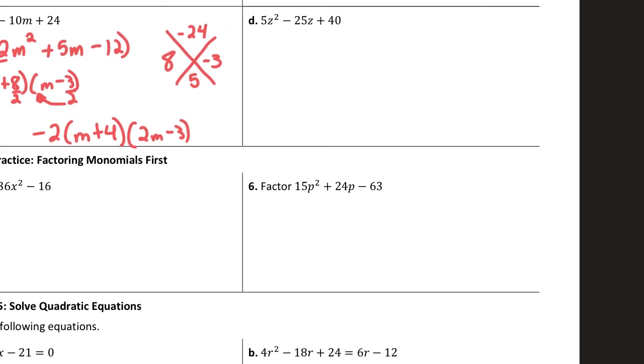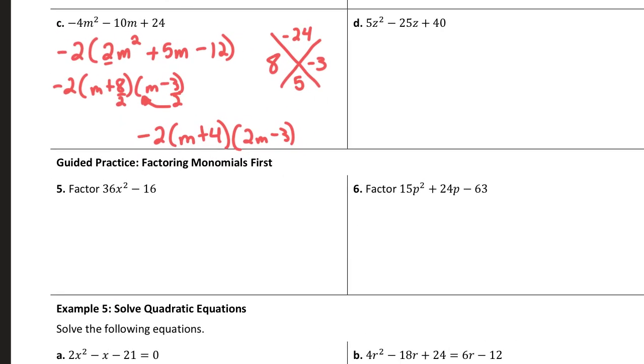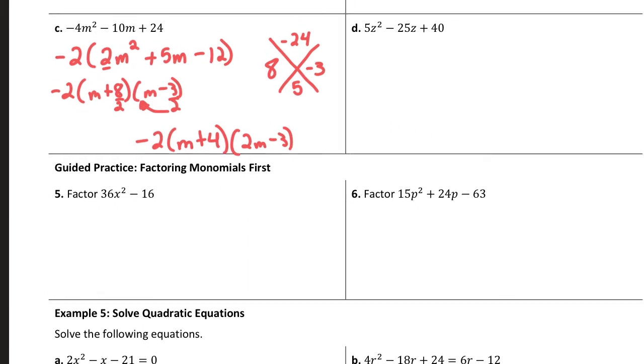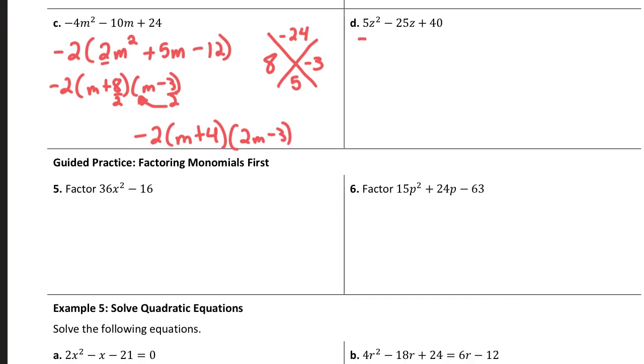Lastly, factoring out the greatest common factor from this expression. I can factor out a 5. So if I factor out 5 from each term, I'm left with z squared minus 5z plus 8. So now this one's a little bit easier to factor. I just have to do 8 and negative 5.